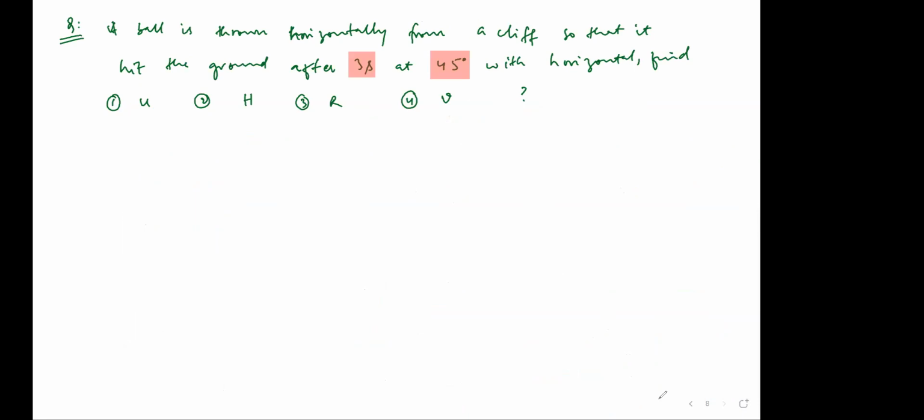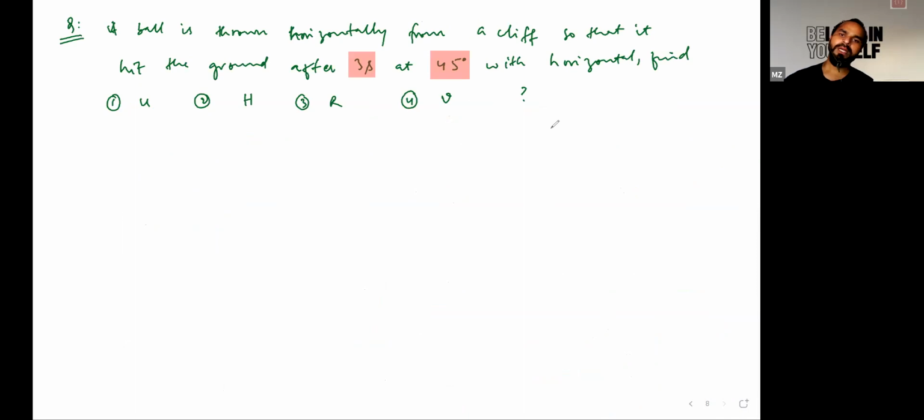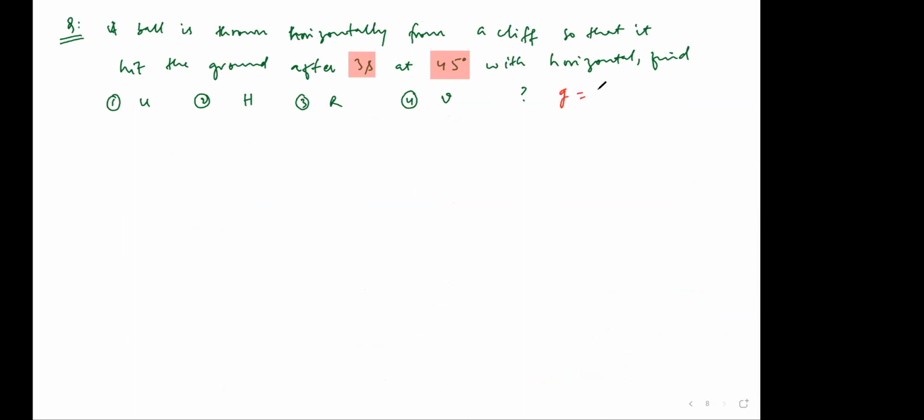Sir, g we can consider 10, right? Yes, okay. Take the value of g as 10 meter per second squared.